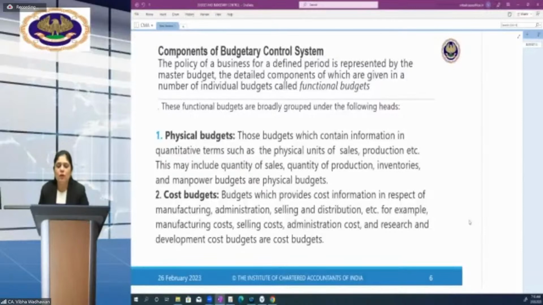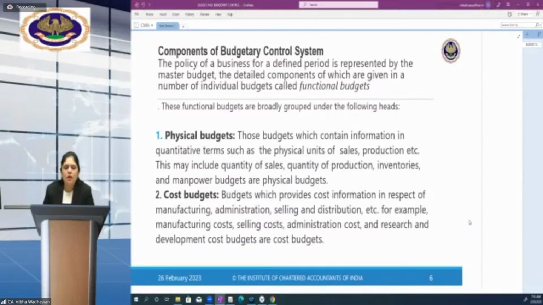They may include quantity of sales, like the volume of sales, how much sales we can make in units. Quantity of production, how much output is expected next year. Inventories, how much quantity of raw material is expected to be consumed, how much quantity of raw material is expected to be purchased. Manpower budgets are also physical budgets: how many employees, how many skilled, semi-skilled or unskilled labor are required. All these are in numbers and units. They're called physical budgets. It's the category.